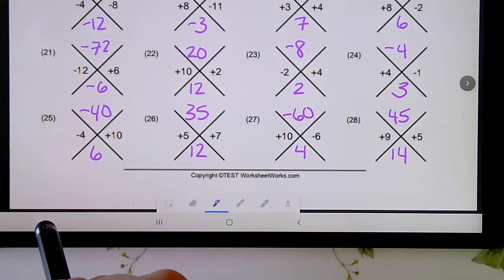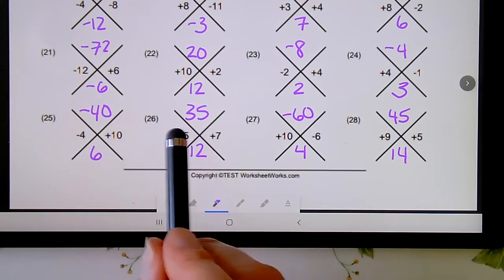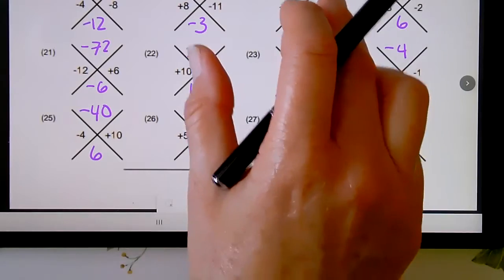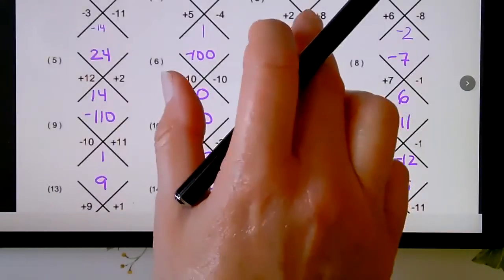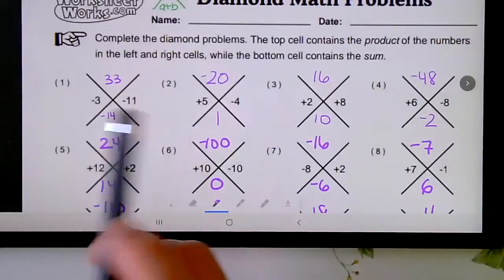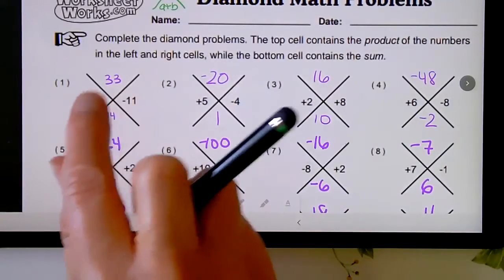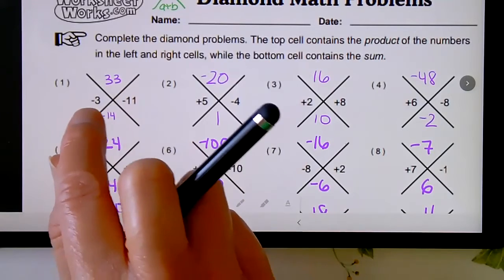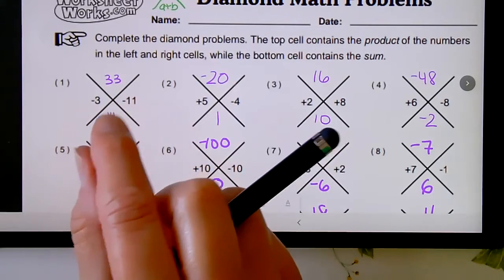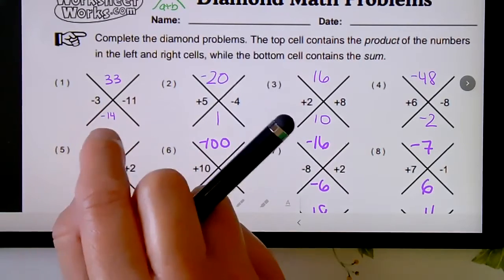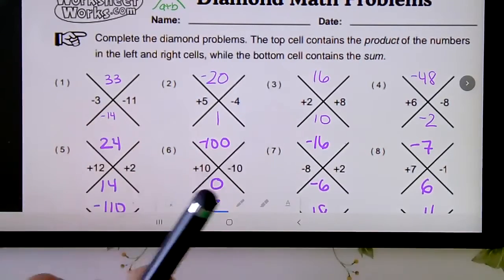When you have both positive or both negative, like we had up here on the first one, then you're always going to get a positive product. And when we are doing the math, if they are the same signs, you're going to combine them. 3 and 11 make 14 and take the sign that they are, negative.